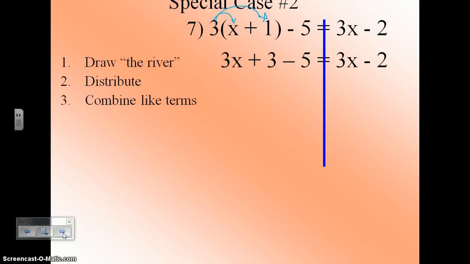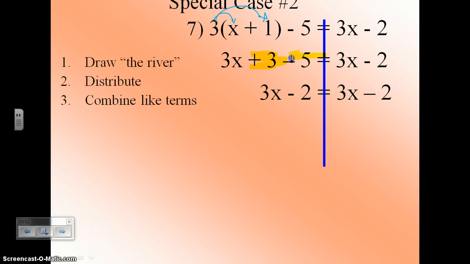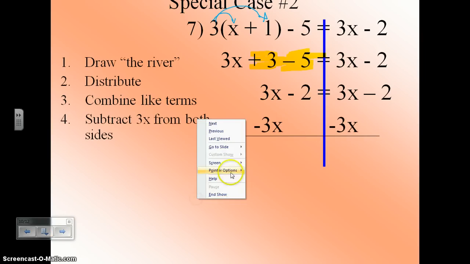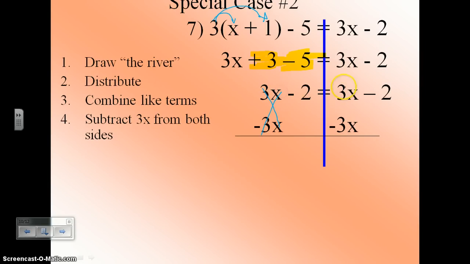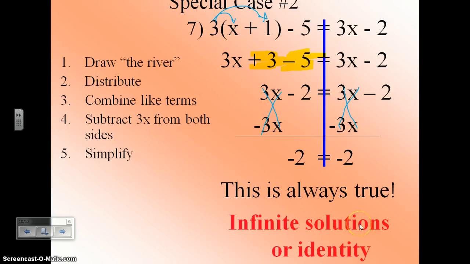Now again, we're going to combine our like terms. So right here, this was a like term, and this was a like term, so I combined those and got negative 2. Then I'm going to subtract 3x from both sides. Again, when I did this, this canceled and this canceled over here as well. So both of my x's canceled out. So when I simplify, I get negative 2 equals negative 2. That always is true. So my answer is infinitely many solutions.